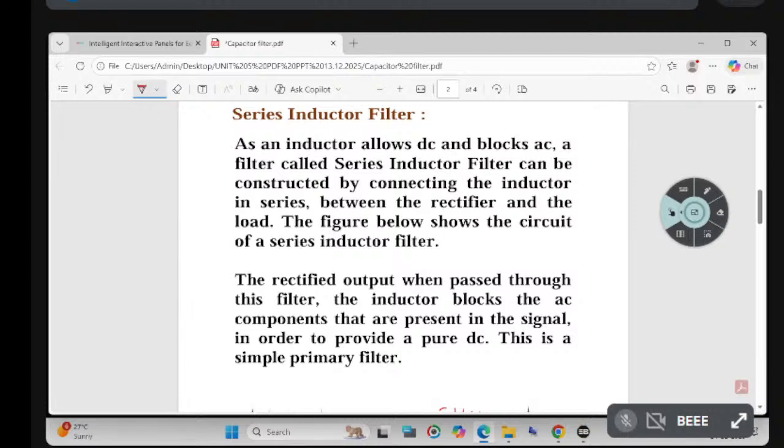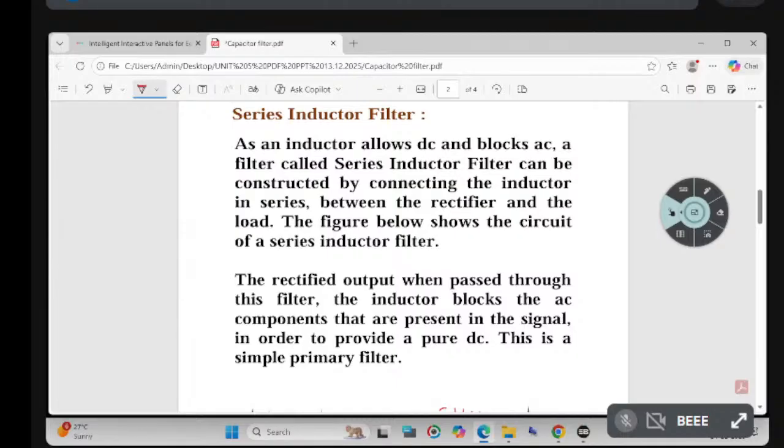The rectifier output, when passed through the filter, the inductor blocks the AC component that is present in the signal in order to provide pure DC. This is one type of design called inductor filter. We have 4 types of filters: inductor filter, capacitor filter, inductor capacitor filter, capacitor inductor capacitor. Out of 4, we have discussed only 2: inductor filter and capacitor filter.